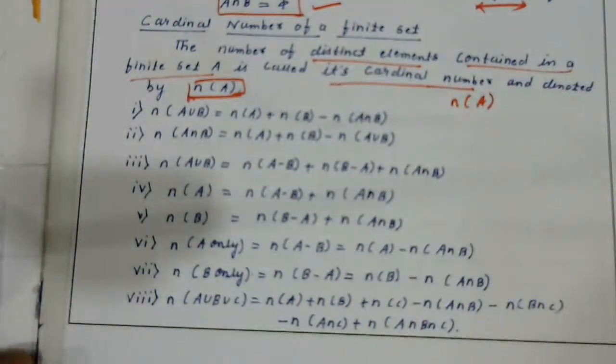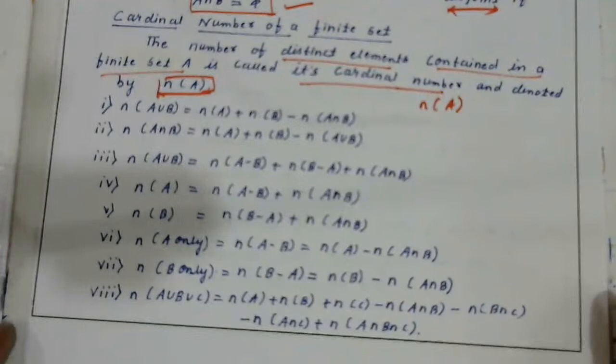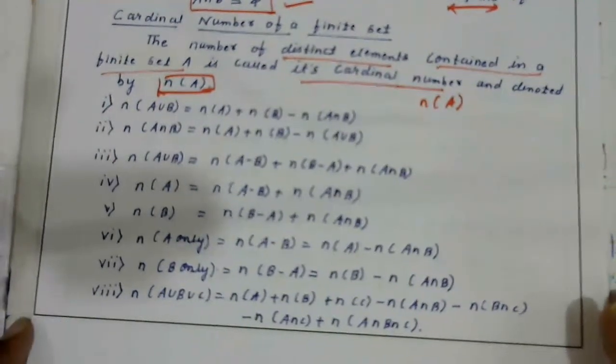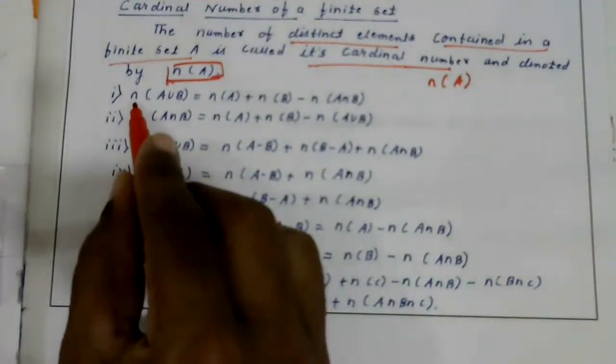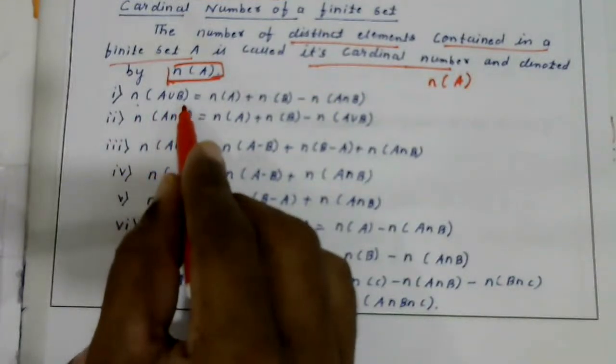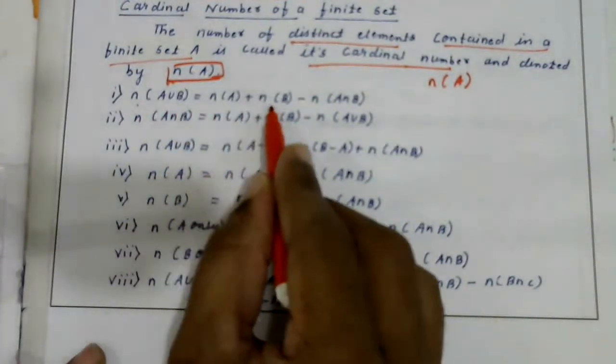Some of the results related to the cardinal number of a set. You all are very much aware of that one. Many times we use that result. That is the first one: n of A union B. n of A union B equals what? n of A plus n of B minus n of A intersection B.